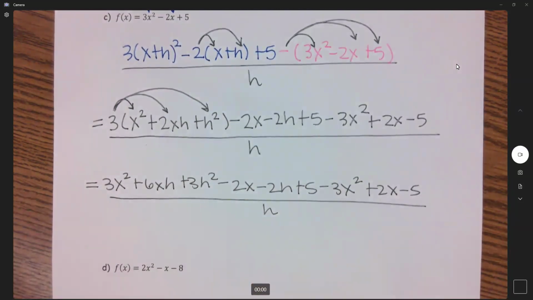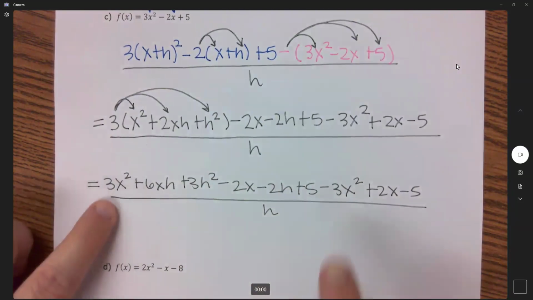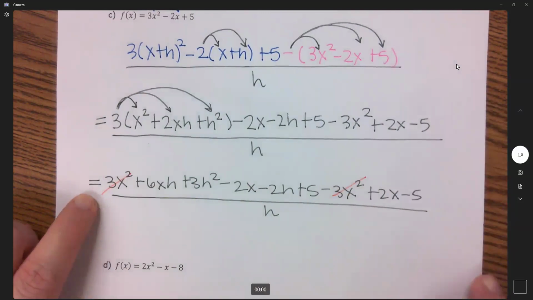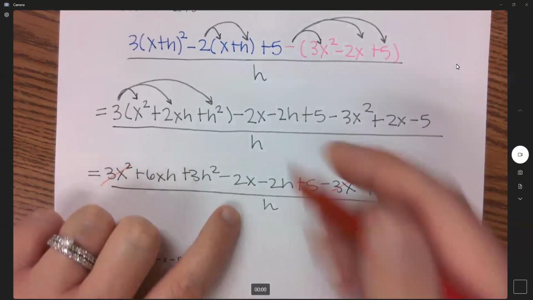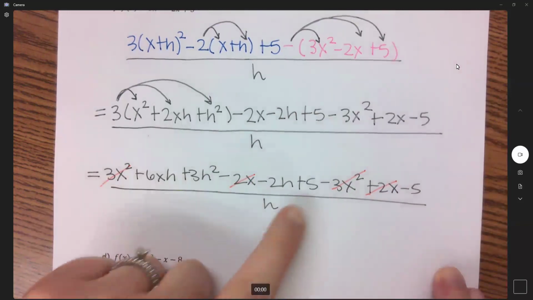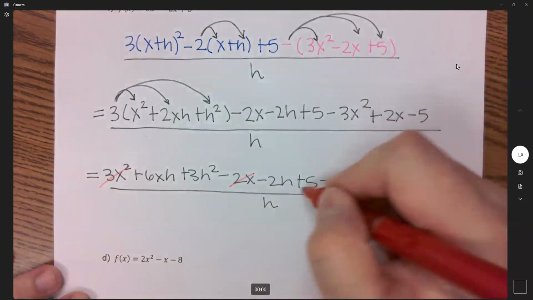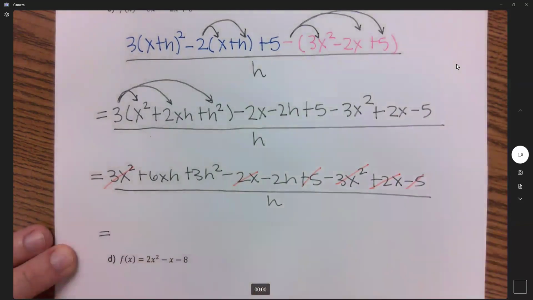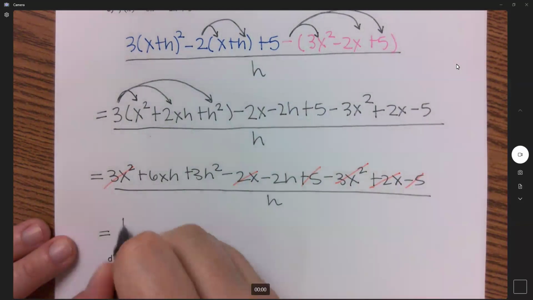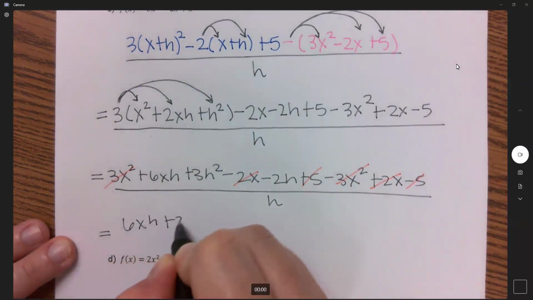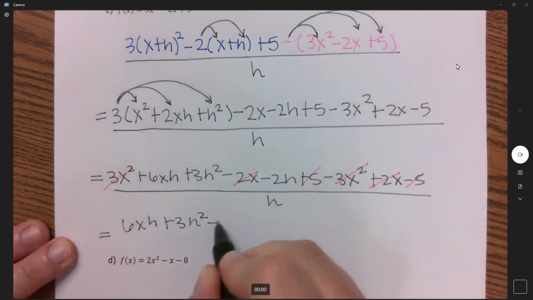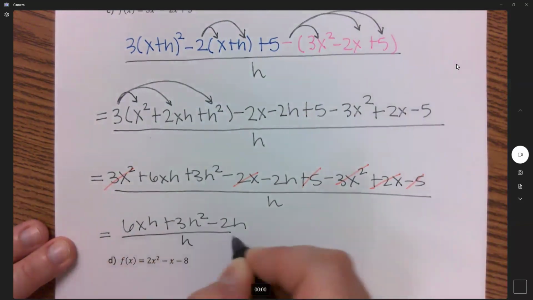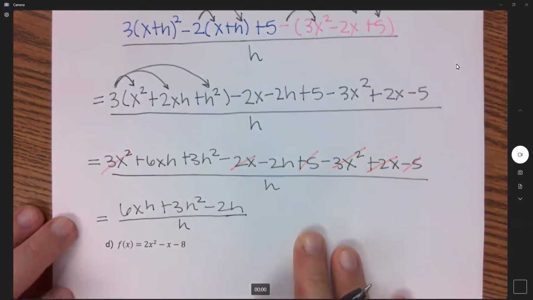Okay, and a lot should cancel here. So let's look. Positive and negative 3x squared, negative and positive 2x, positive and negative 5. So we are left with 6xh plus 3h squared minus 2h all over h. Notice everything that's left behind has an h.